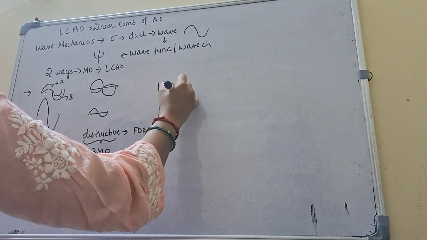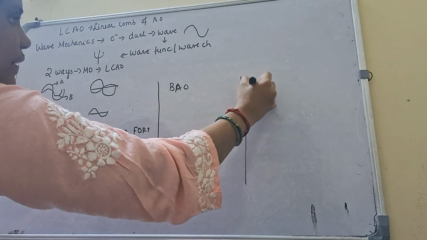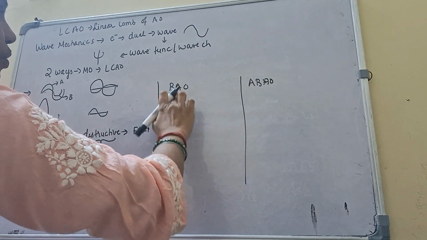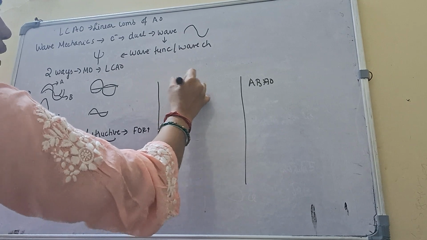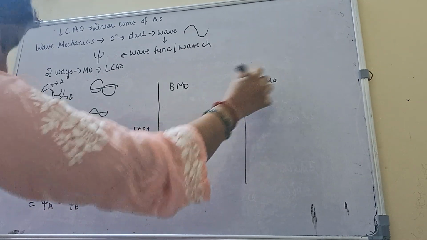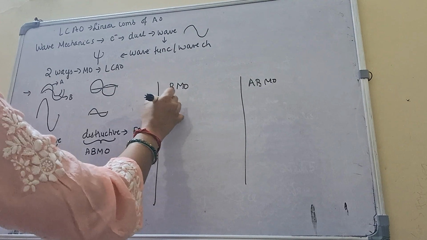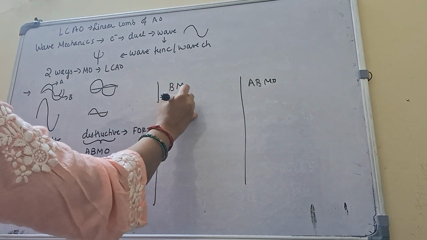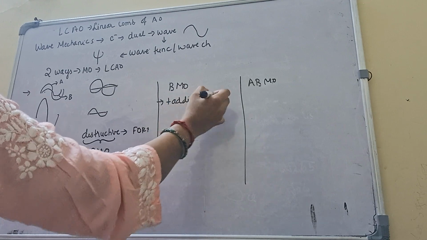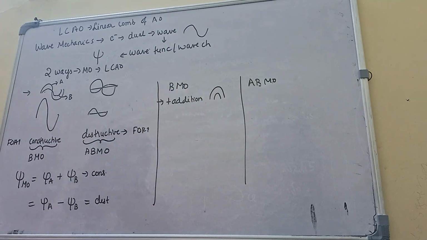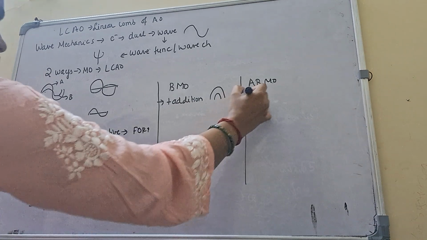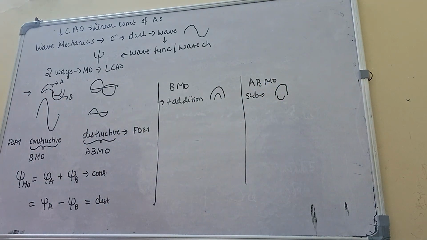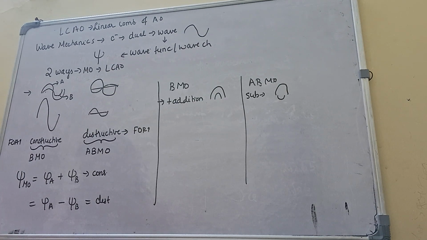Alright, so let us just summarize. Bonding molecular orbital and anti-bonding molecular orbital. This is formed by the addition of wave functions, and when I say addition, crest and crest are falling on top of each other. This is formed by the subtraction, and when I say subtraction, the crest and trough are on top of each other. That's why the amplitude gets subtracted. That is what it means.